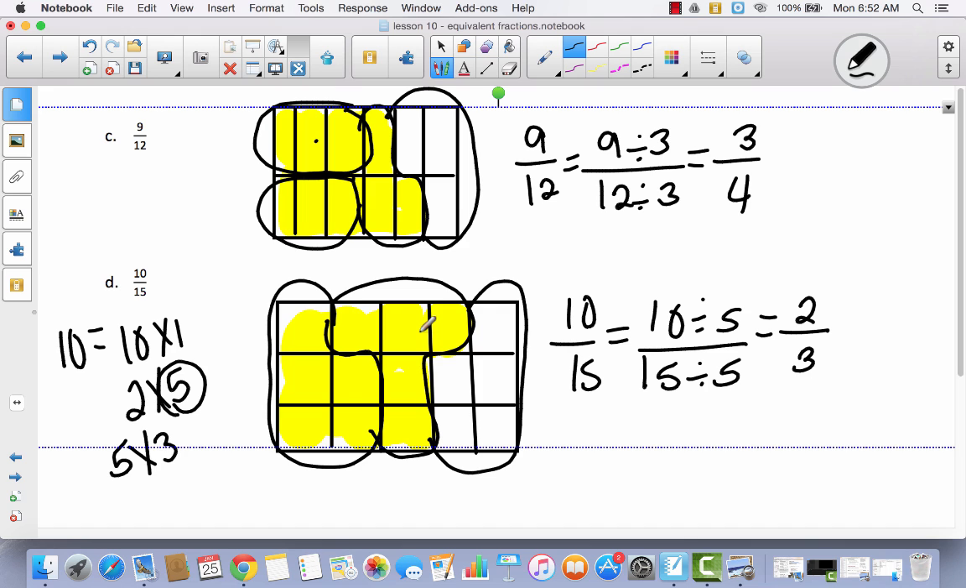All right, so today we still are working with equivalent fractions, but we're using division instead of multiplication. You can use either to find equivalent fractions, and today we just took it a step further by trying to find the largest number that we could divide by so that we could get the largest units possible when we are making our equivalent fractions.